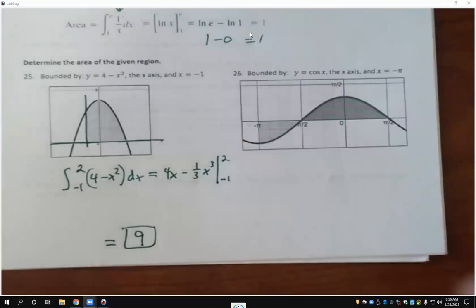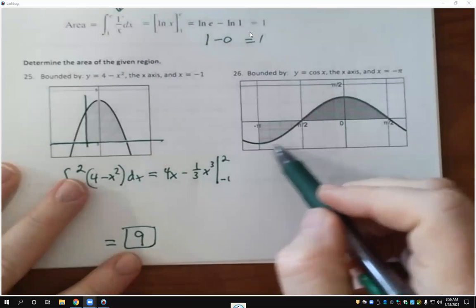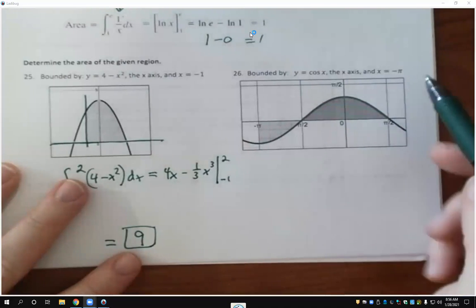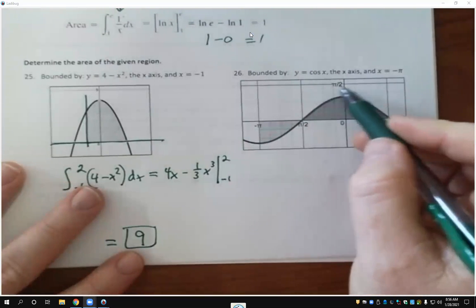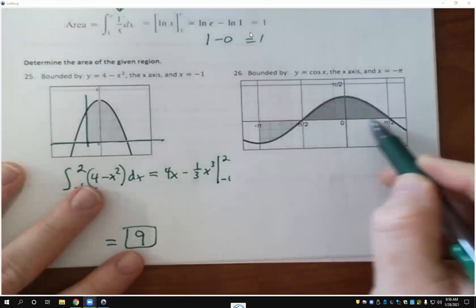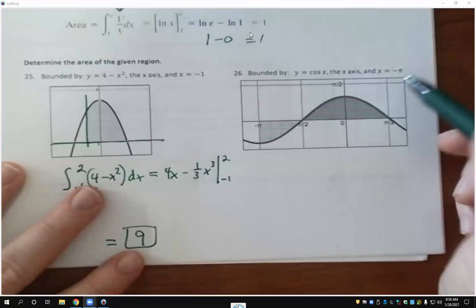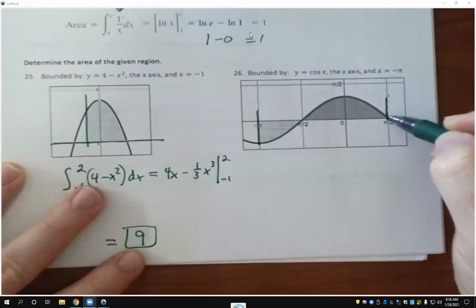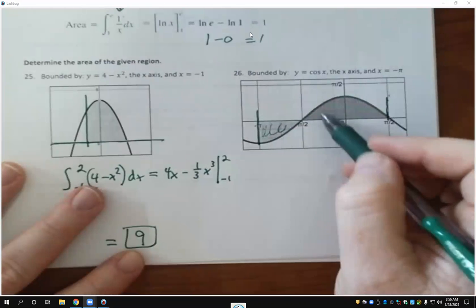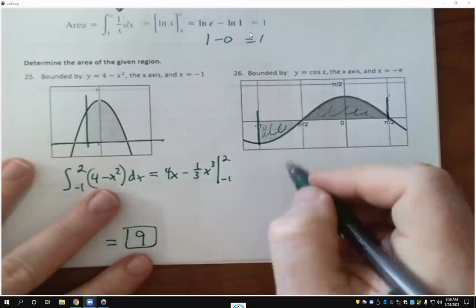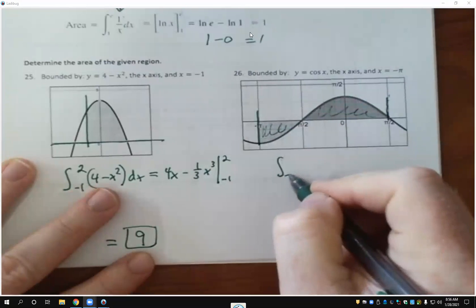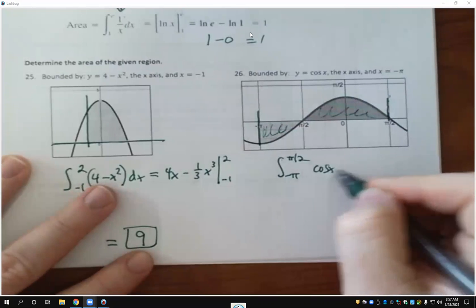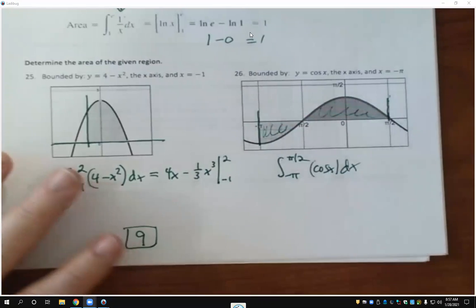All right, number 26. Okay, we have the graph of cosine x, and it failed to state the line x equals pi over 2 here, but we are bound by the x-axis right here, and the line x equals negative pi, which is right here, and it should say the line x equals pi over 2, which is right here. So we want all of this area and all of this area right here. Okay, so we're going from negative pi to pi over 2 on cosine x dx.